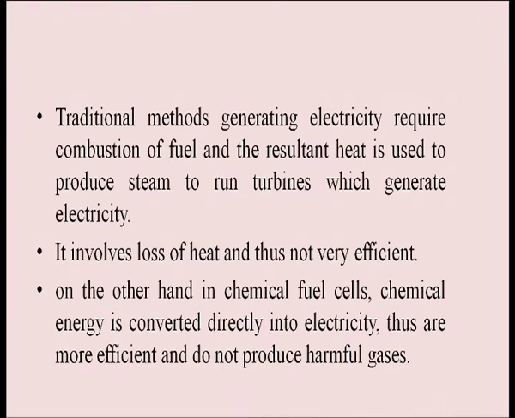Traditional methods of generating electricity require combustion of fuel, and the resultant heat is used to produce steam to run turbines which generate electricity. It involves loss of heat and is thus not very efficient. On the other hand, in chemical fuel cells, chemical energy is converted directly into electricity, thus they are more efficient and do not produce harmful gases.